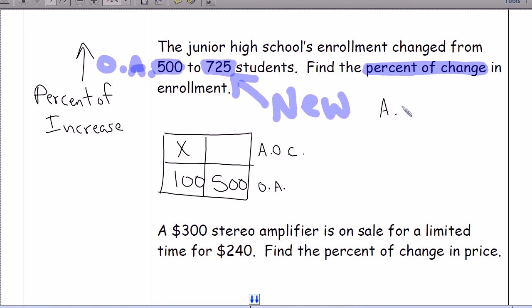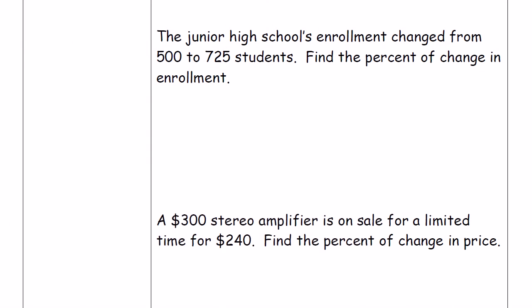To find the amount of change, we have to subtract. We have to subtract 725, the new amount, minus the old amount, the original amount, minus 500. So when you subtract, you get 225. That's the amount of change. That's what goes right there. Okay, so now you can cross multiply and divide, and I'll let you finish this problem by yourself.